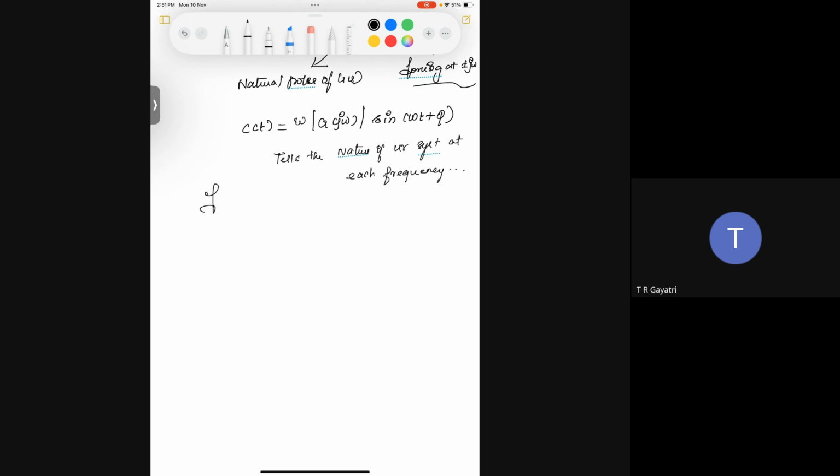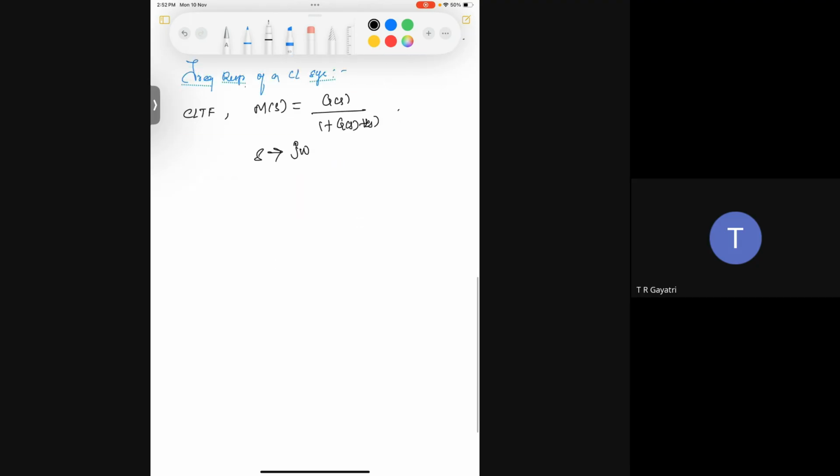Similarly, the frequency response of a closed loop system will look something like this. I would consider M of s, the closed loop transfer function, equal to G of s by 1 plus G of s into H of s. Here I am going to replace s with j omega, considering sigma to be 0. So M of j omega would be G of j omega divided by 1 plus G of j omega into H of j omega.